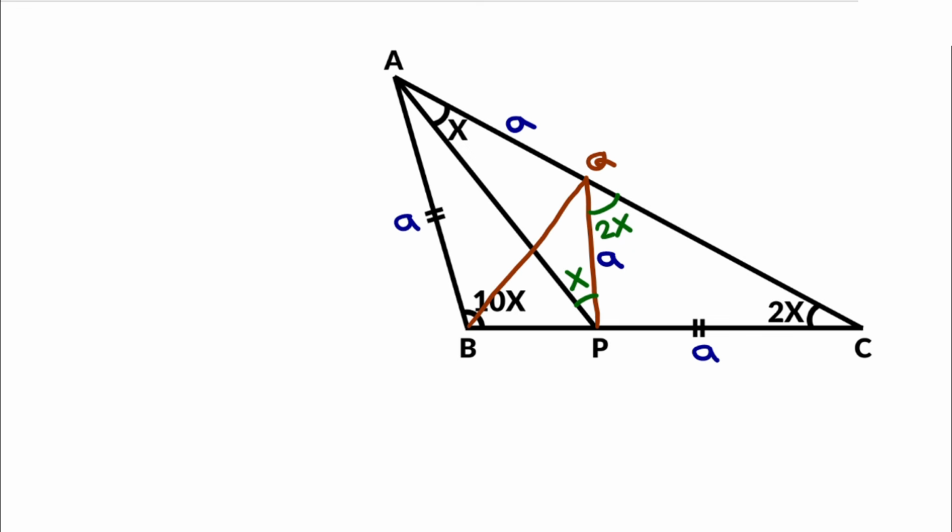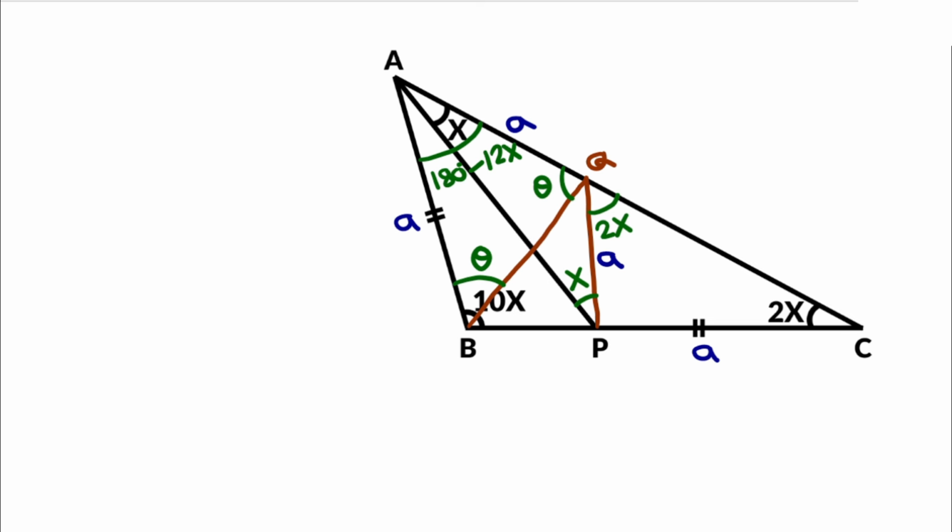Now, let's look at the large triangle ABC. The angle at B is 10x. The angle at C is 2x. So the angle at A must be 180 degrees minus 12x. Now, focus on triangle ABQ. We already know that AB equals AQ. So this triangle is also isosceles. Let's call each base angle theta.